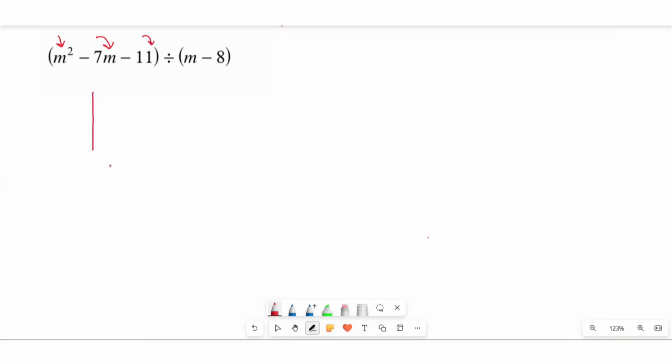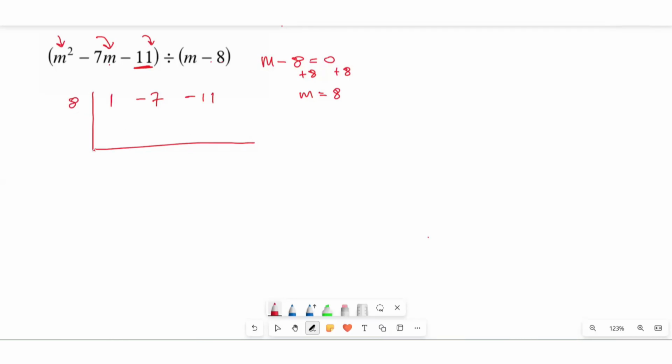So I'm just going to go ahead and set up. What we're doing basically, we put in the coefficients of these terms from greatest to smallest. So the coefficient of the square is going to be 1. The coefficient of the m is going to be -7. And the constant here is just -11. Now, we're dividing by m minus 8, which means if I set m minus 8 to 0 and solve, then m is going to equal 8, which means that we're going to be using 8 here.